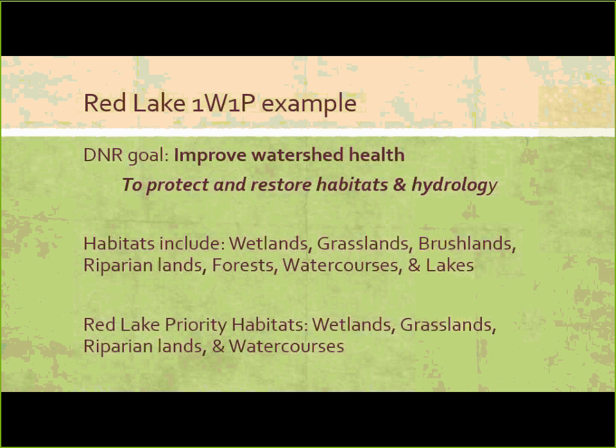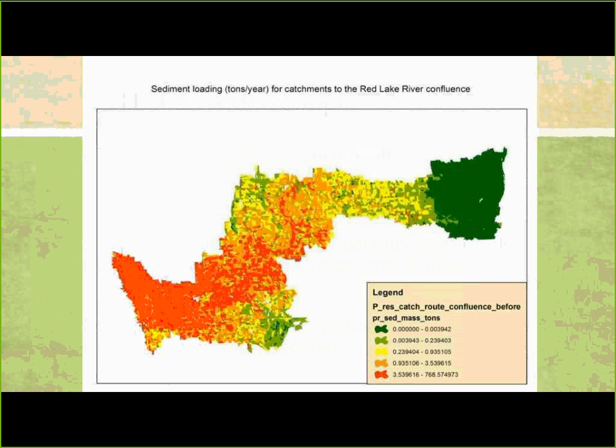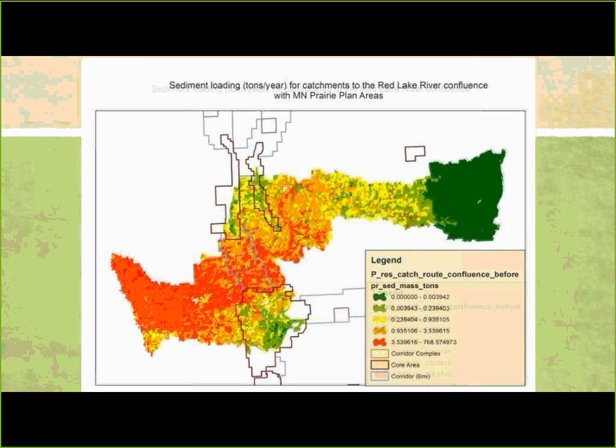And here's the example of how we bring this all together. So the PTMApp gives me where is the sediment coming from and going to the outlet of the watershed. The Minnesota Prairie Plan, overlay that, you get the priority zones for wetland and grassland restoration in the watershed. At the watershed scale, our wetland and grassland restoration and protection priorities are there. We can quantify how many acres we want back and how many acres we want to protect.